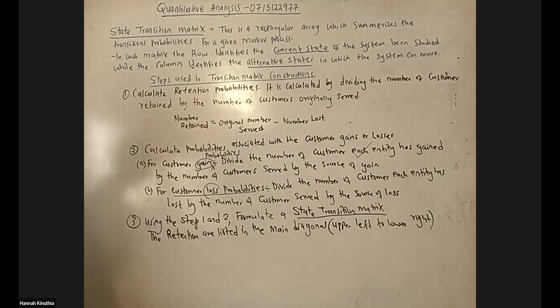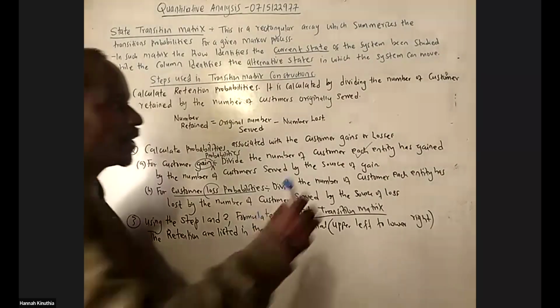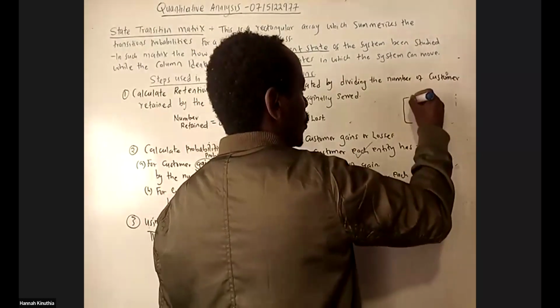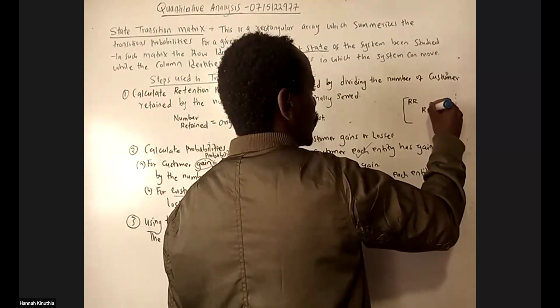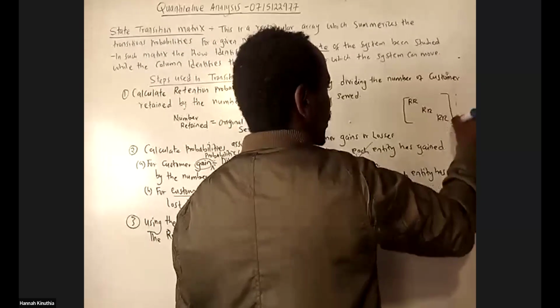Now, let's talk about the remaining entries. We have said the main diagonal holds retention, listed in that form. Now, what about the other entries?